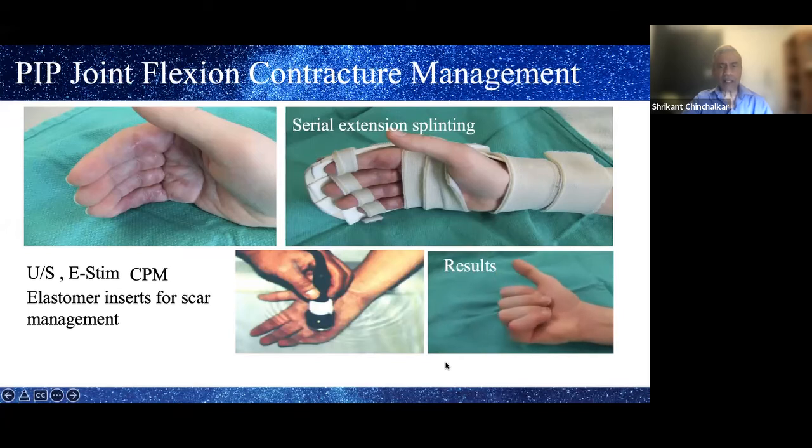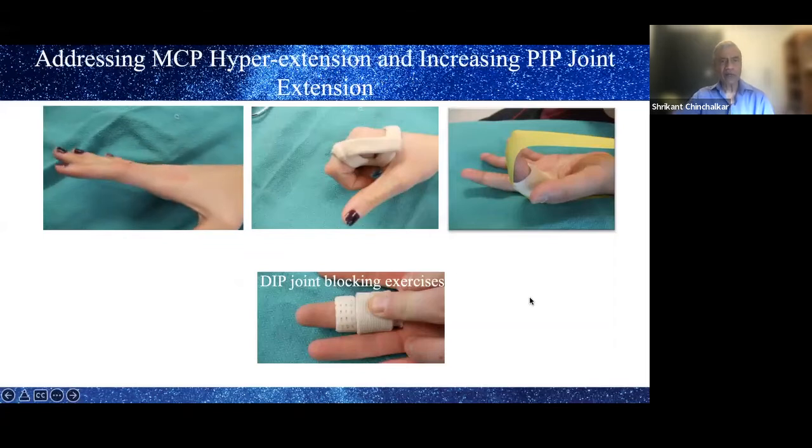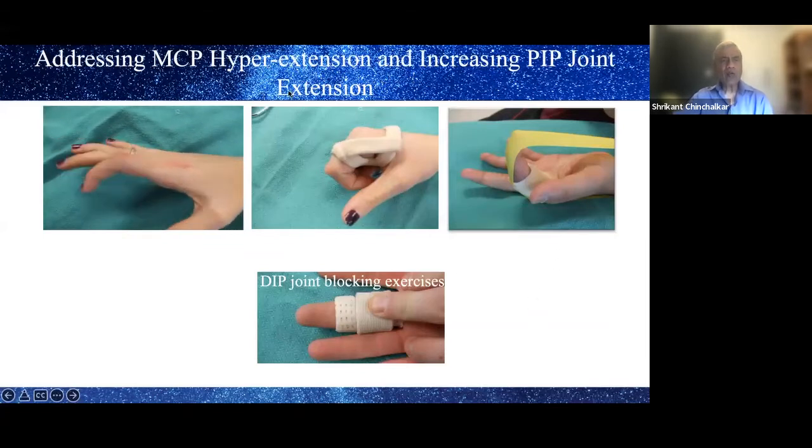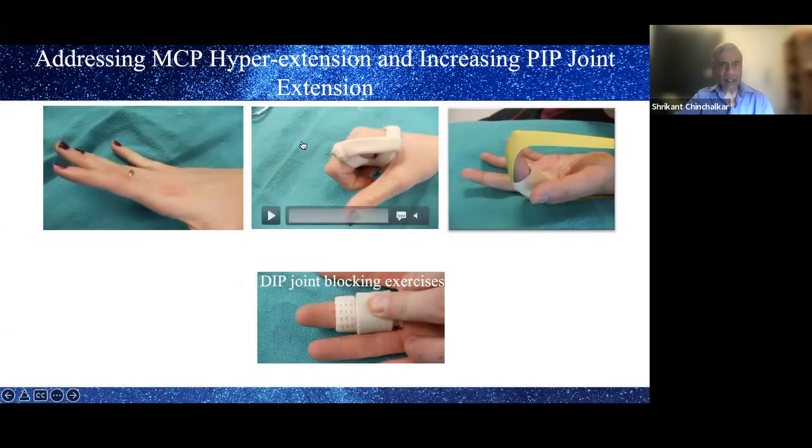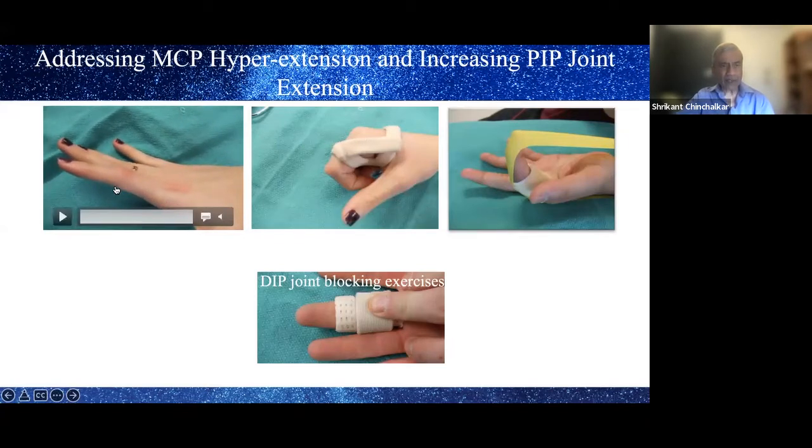Of course, this was quite challenging. We had to focus on all the therapeutic modalities and then strengthening and so on until the patient has a reasonably good range of motion. So how should we treat the MCP joint hyperextension if these patients have it because of the PIP joint flexion contracture?